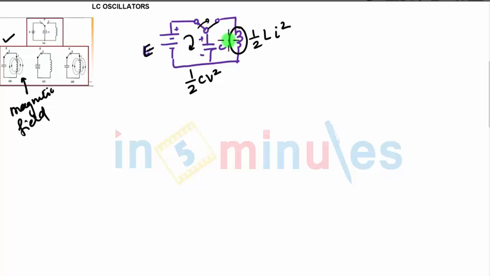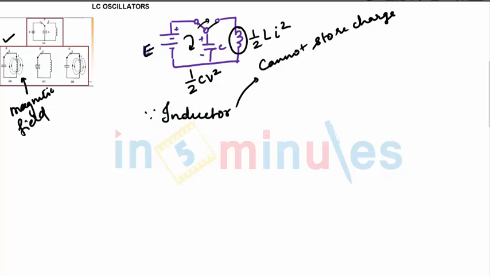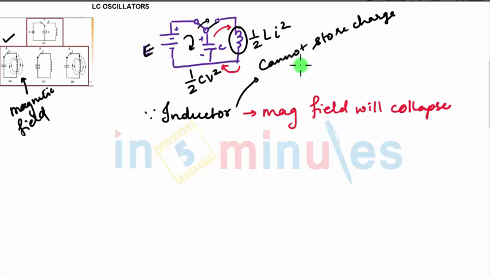After some time, the inductor cannot store charge. So since the inductor cannot store charge, the magnetic field will collapse. Now what will happen because of this? The entire energy is again transferred from the inductor to the capacitor. Initially the energy was transferred from the capacitor to the inductor because of the discharging of the capacitor, and because of the magnetic field you have generated the current through the inductor.